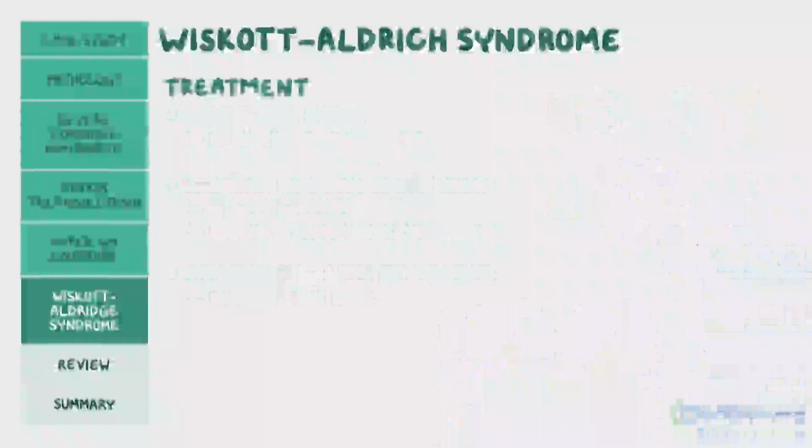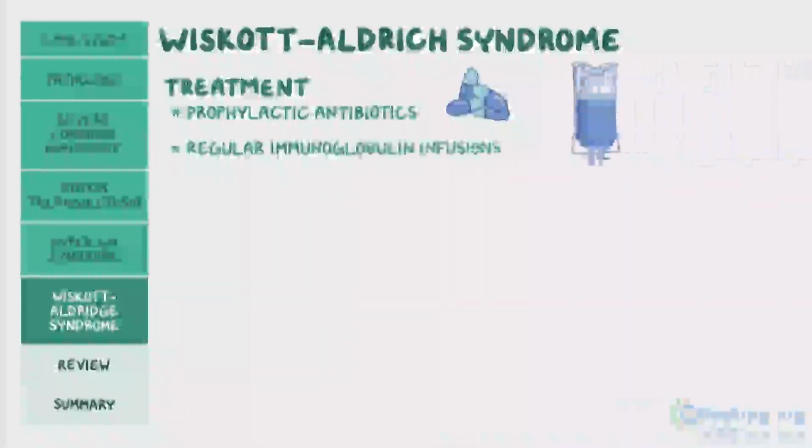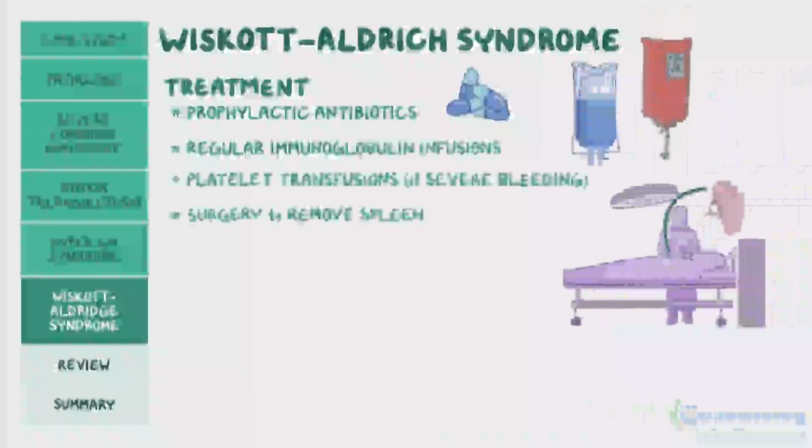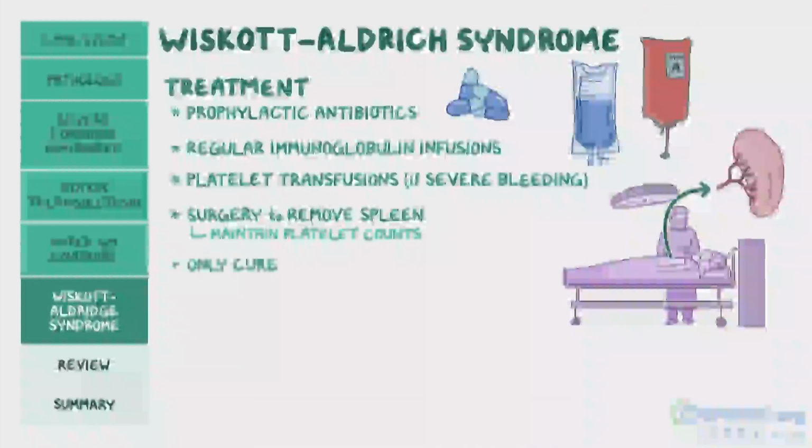Treatment of WAS includes prophylactic antibiotics, regular immunoglobulin infusions, platelet transfusions in the case of severe bleeding, and potentially surgery to remove the spleen, which can help to maintain platelet counts. Finally, the only cure involves getting hematopoietic stem cell transplantation.